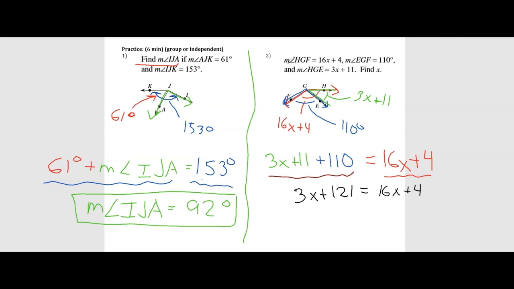I'm going to subtract 3x from both sides, so I get 121 is equal to 13x plus 4. Subtract 4 from both sides, I get 117 is equal to 13x. And then if I divide 117 by 13, I get 9. And if I divide the other side by 13, I just get x. So I get x is equal to 9.